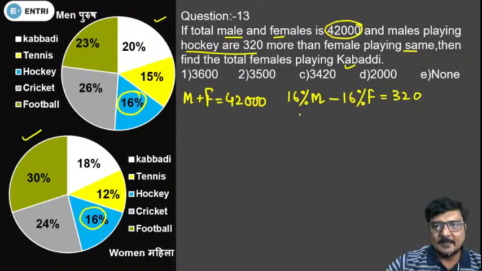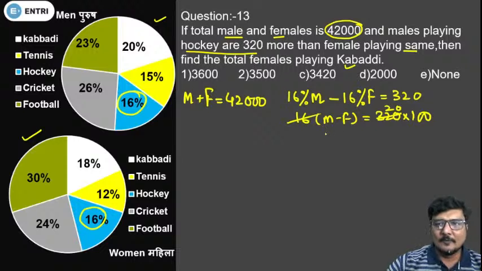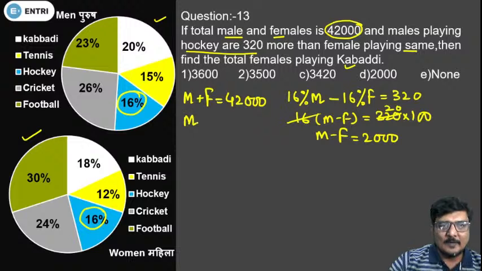So what will we get? We will get 16 times (m minus f) is equal to 320 into 100. And this will come out to be male minus female equals 2000. So we are provided with two equations.